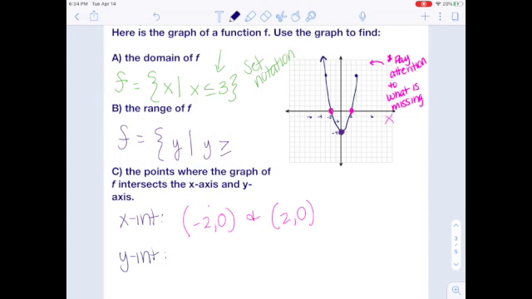And then our y-intercepts are any places that the graph hits the y-axis, which is right there at that -4. So tell me the coordinate. You've got 0, -4.